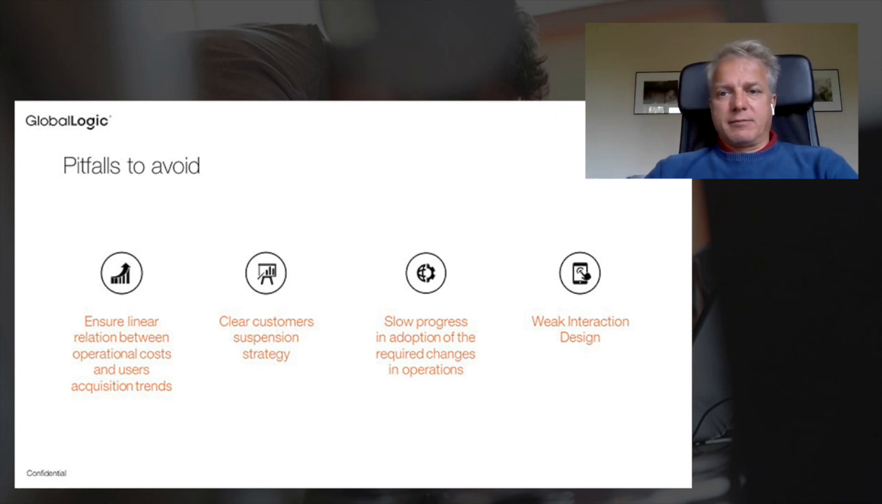The last point is about weak interaction in design. This is about usability of the service. Obviously today people are used to very, very good user experience and user interaction. We have to take it into consideration. The service has to be modern. It has to use the latest ways to interact with the user and client. Let us go now to a film which shows one of the examples where we implemented such a platform product as a service.